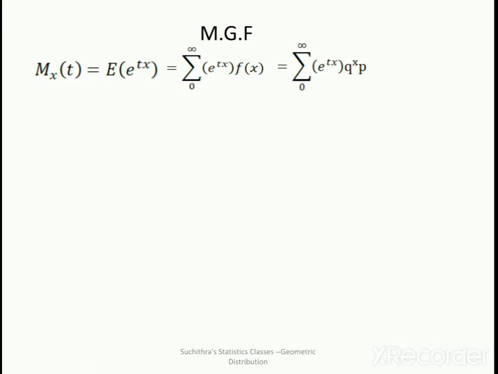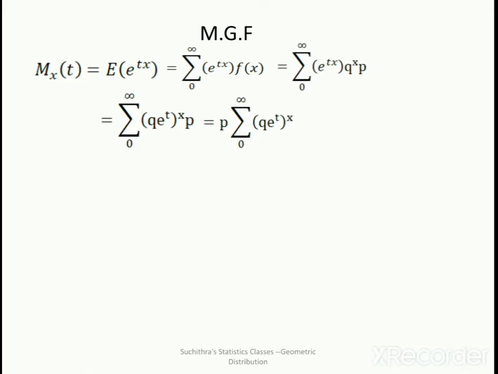Then let us think about the moment generating function of geometric distribution. We know that M x of t is expectation of e raised to tx. That is summation 0 to infinity e raised to tx f x. That is summation 0 to infinity e raised to tx q raised to x p. Combine this e raised to tx and q raised to x together, we will get summation 0 to infinity q e raised to t all raised to x p.